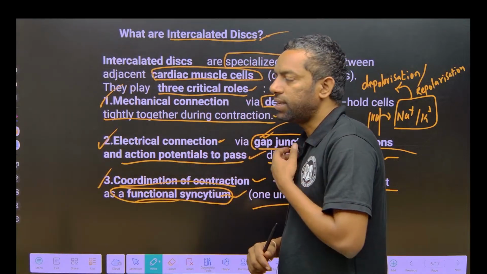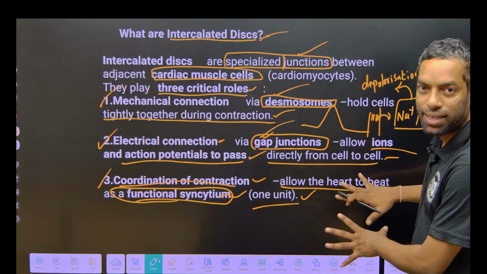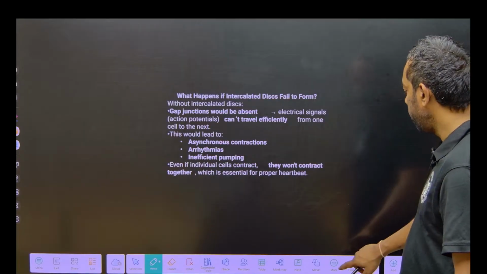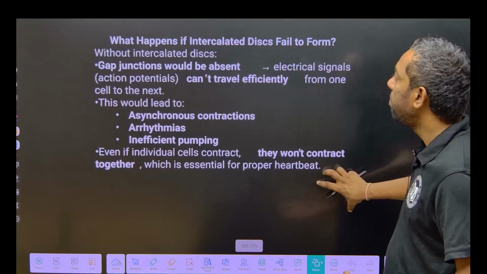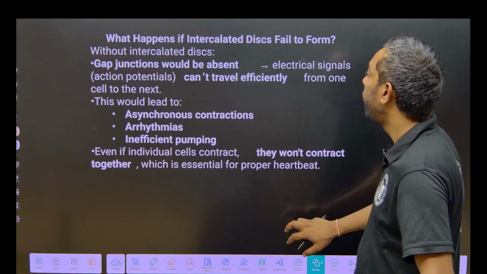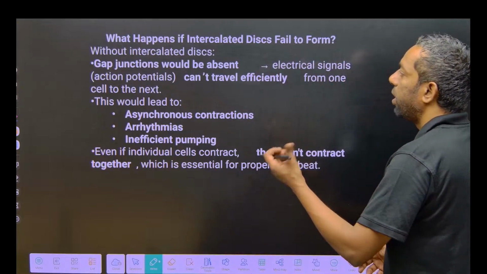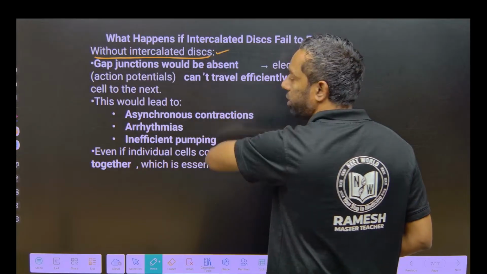I hope you understand it, okay. You can take a screenshot of this. Now the next question: what happens if intercalated discs fail to form? What happens here? Without intercalated discs, here is the answer to that question.